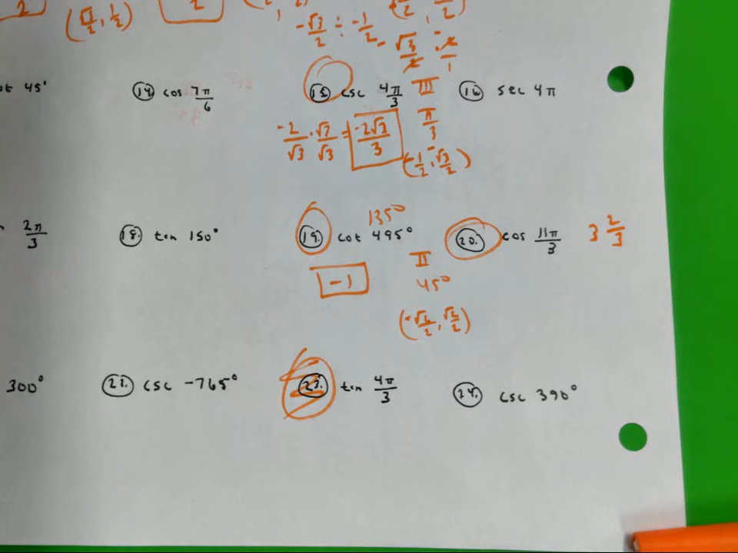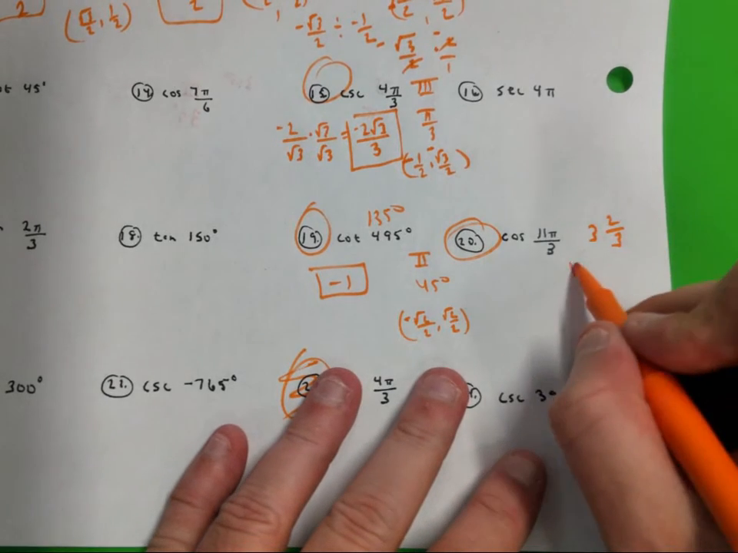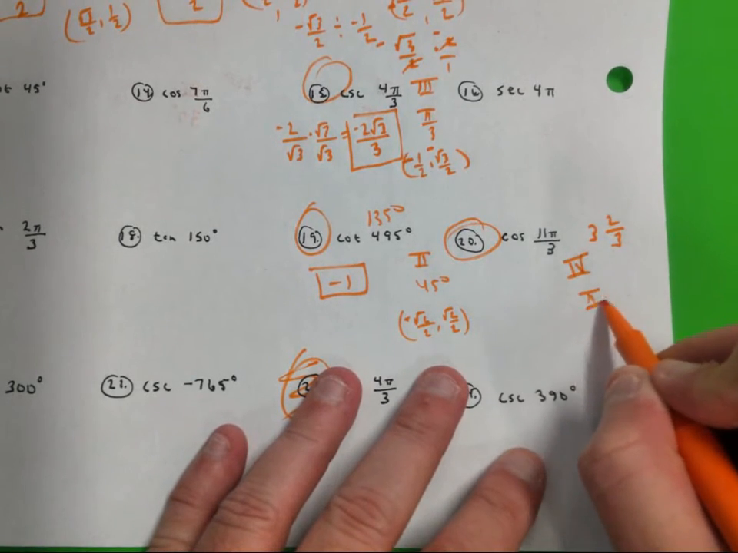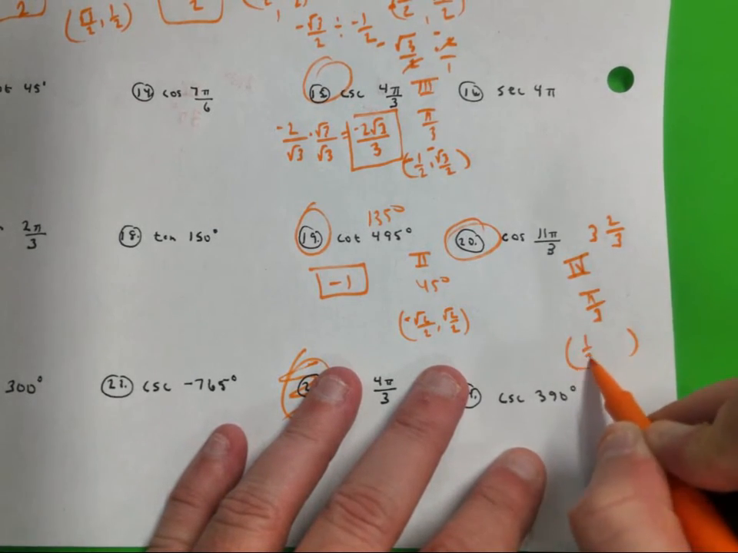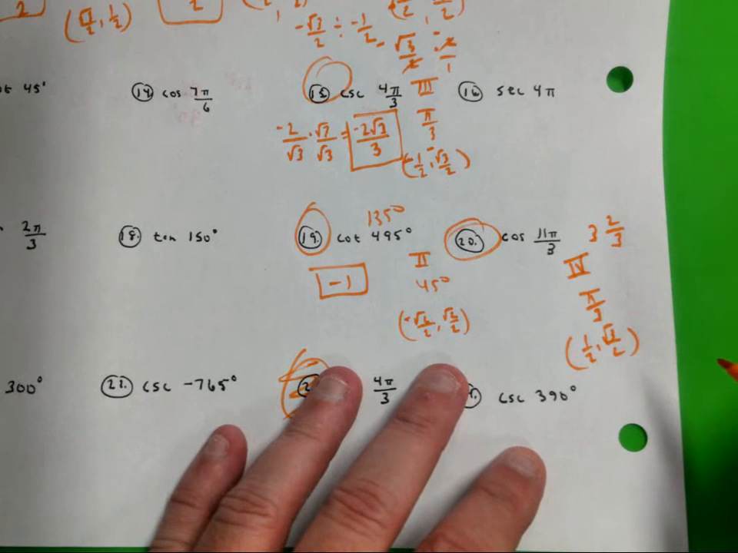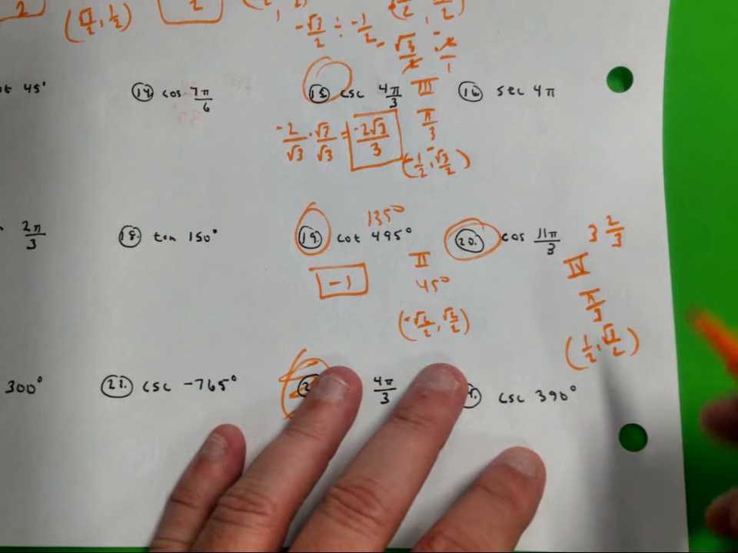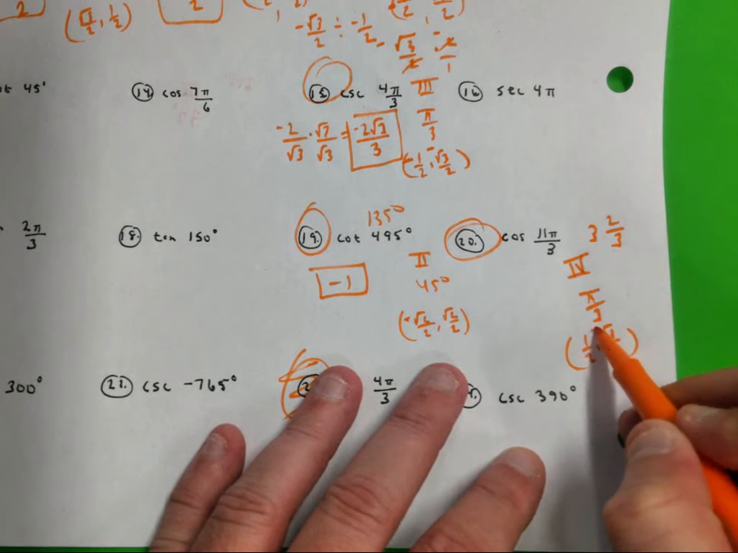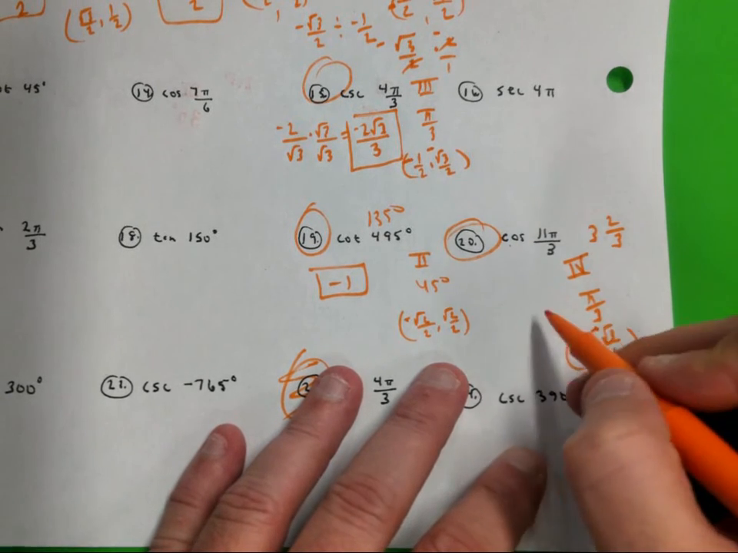Quad 3 or quad 4? 4. Do you see that? So that would be in quad 4. Reference angle, pi over 3. Ordered pair 1/2, square root of 3 over 2. In quad 4, your y is negative. So you want your cosine, that's your x value.